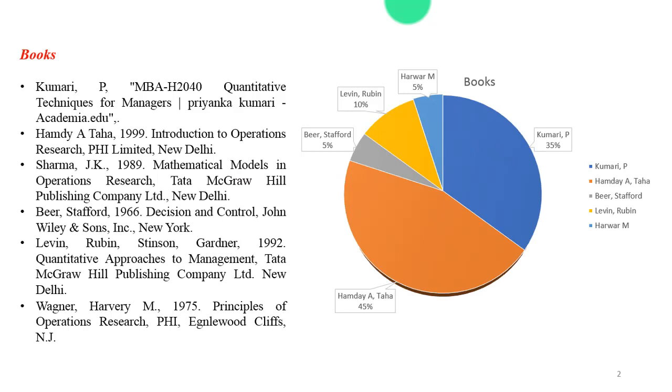The books that we are going to use in this course are Kumari P., MBA Quantitative Techniques for Managers. These are handouts written by Kumari. Hamdy Taha, Introduction to Operations Research. Mathematical Models in Operations Research by Sharma J.K. Decision and Control written by B.S. Stafford. Quantitative Approach to Management written by Levin Rubin. And Principles of Operations Research written by Wagner.